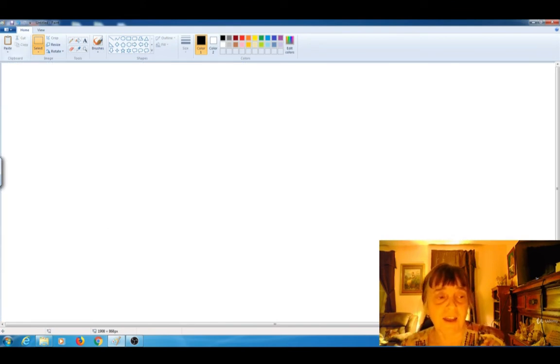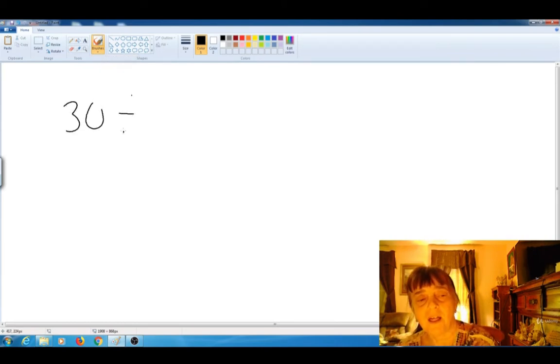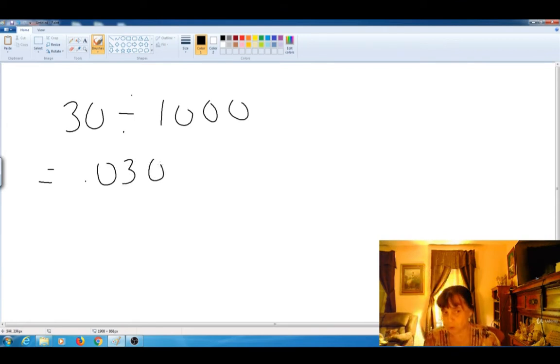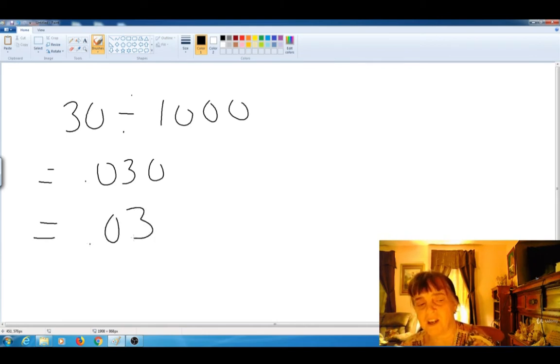Now, what if you divide a number by 1,000? Let's say 30 divided by 1,000. 1,000 has three zeros, so you move your decimal point to the left three places. Okay, 0.030, which is really the same thing as 0.03.